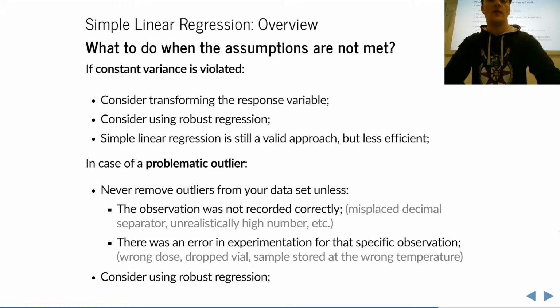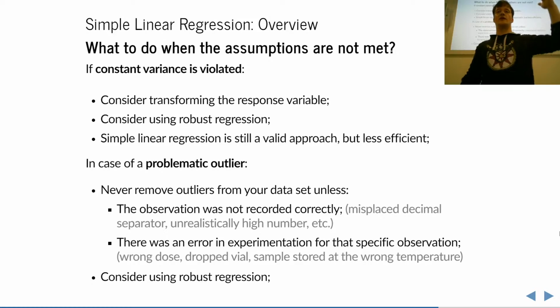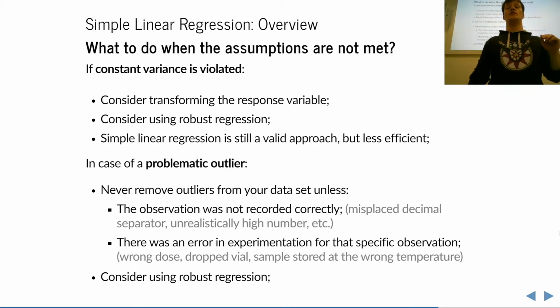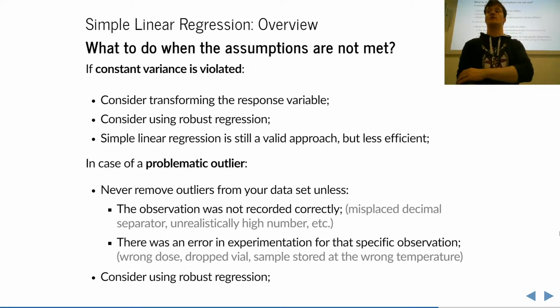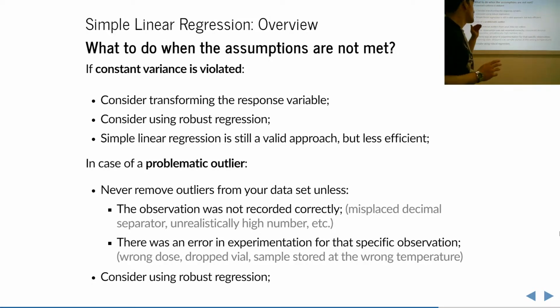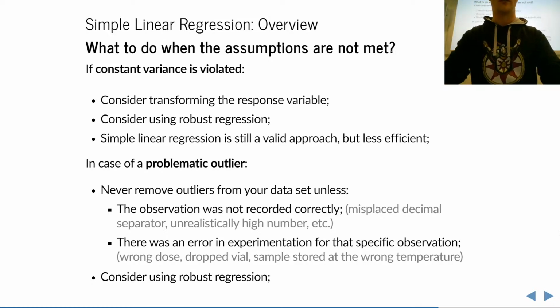Okay, what if non-constant variance is violated? If the variance increases over time, over the explanatory variable, then usually the relationship isn't actually linear, but it's probably log linear, logarithmic. Or it could be that if you transform your response variable in a certain way, suddenly there is no non-constant variance anymore. So that's one thing that we will look at in this course.